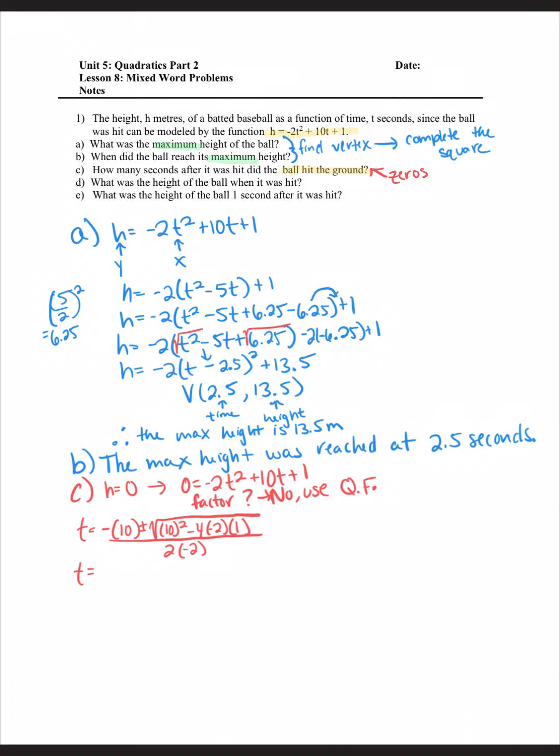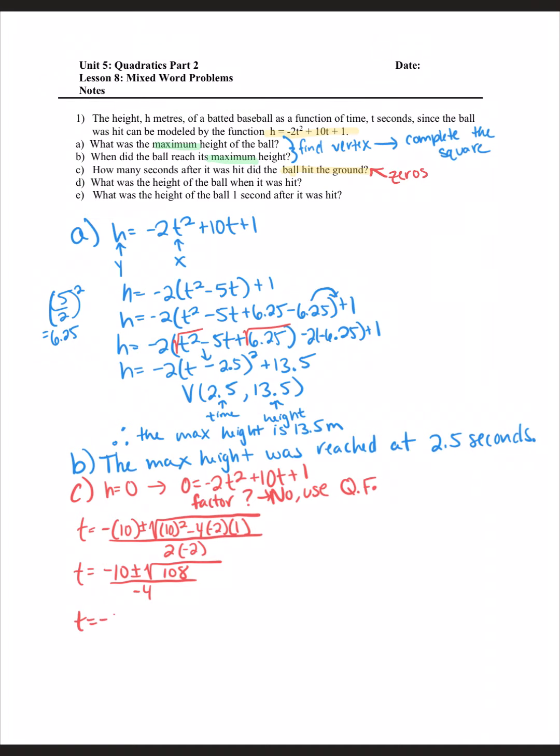Okay, so we're going to simplify as much as we can. We're going to get negative 10 plus or minus, and then under that square root sign, we should end up with 108. And that will be over negative 4. So we'll break this into our two equations now.